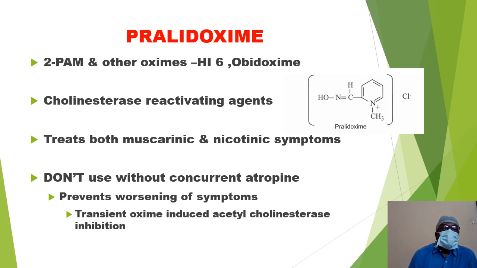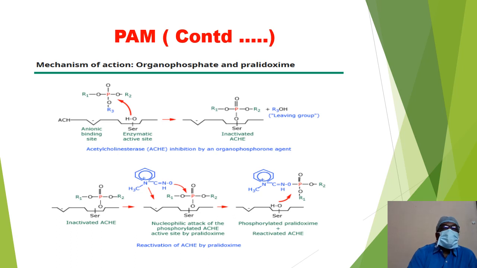Coming to PAM, pralidoxime. It is a cholinesterase reactivating agent. It treats both muscarinic and nicotinic symptoms, but never use PAM without using atropine. So PAM should always be used with atropine. PAM, pralidoxime, prevents the worsening of symptoms, but remember, there will always be transient oxime induced acetylcholinesterase inhibition. So initially there will be some exacerbation of symptoms, which will be prevented by using it along with atropine. This is the structure of PAM and the mechanism of action of PAM in organophosphorus poisoning.